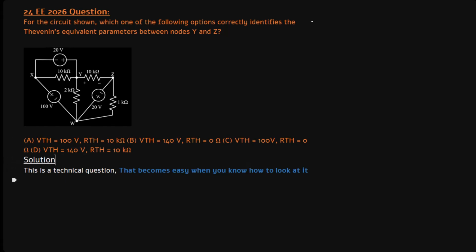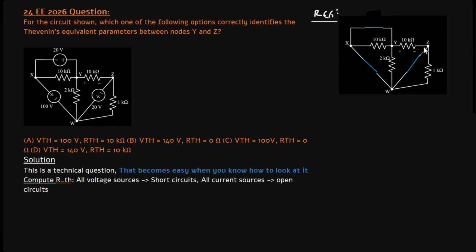The first thing we do is we compute our Thevenin resistance. All voltage sources become short circuits. All current sources become open circuits. We are left with this circuit, interested in the equivalent resistance between Y and Z.